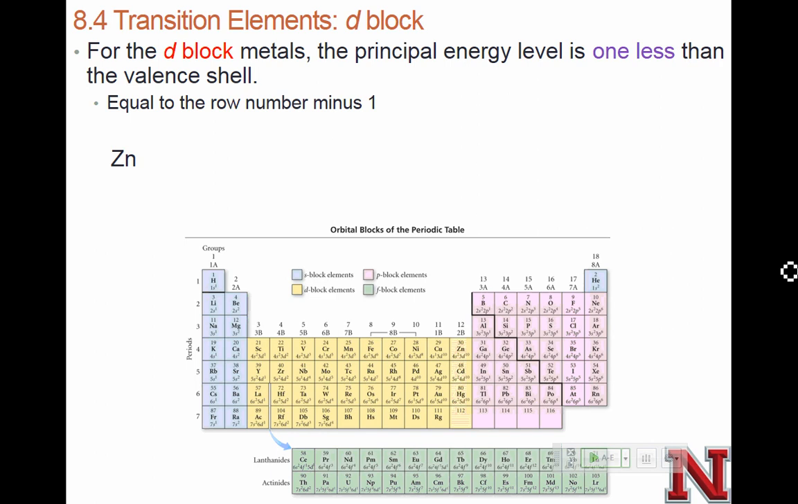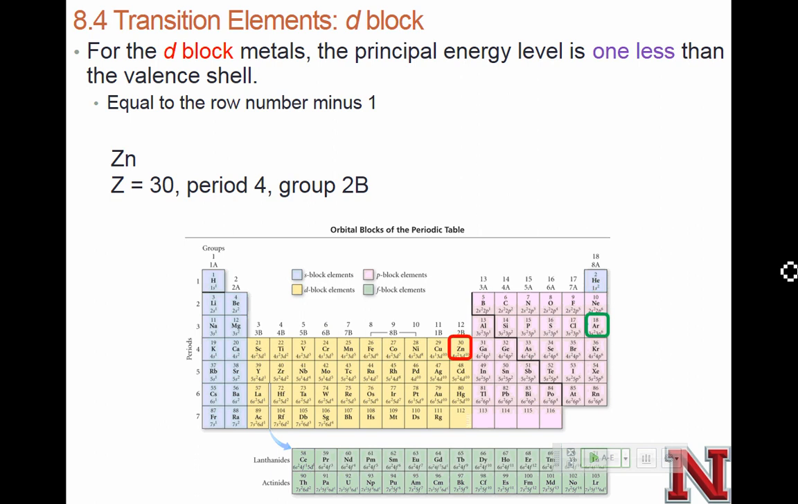So if we look at zinc, here's zinc. It's 30. Our period is 4, so we have 30 electrons. It's in group 2B. Our electron configuration is going to be argon, because argon is the noble gas directly before zinc. So argon is going to be in brackets.